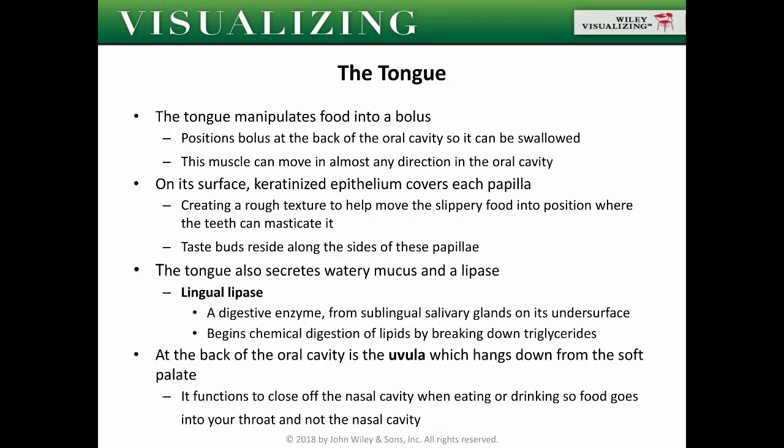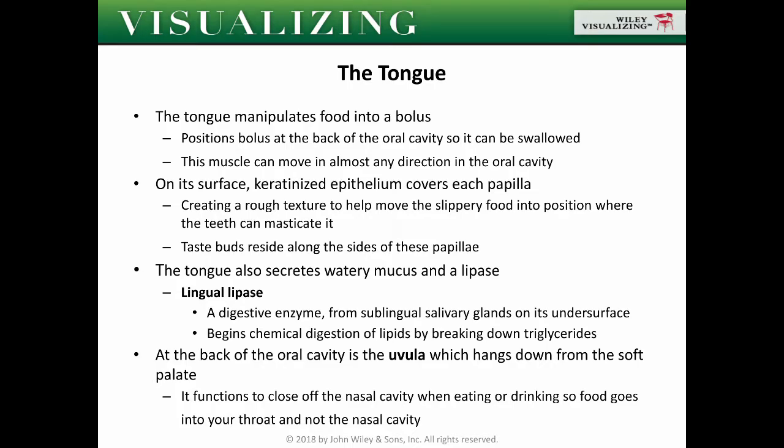And then, aside from that, we also have the tongue. The tongue manipulates the food into the bolus. So, aside from aiding us in our speech, the tongue is also the muscle responsible for moving the food around the oral cavity. It positions the bolus at the back of the oral cavity so it can be swallowed. This muscle can move in almost any direction in the oral cavity. Basically, it's the one that directs the food where it should be going.